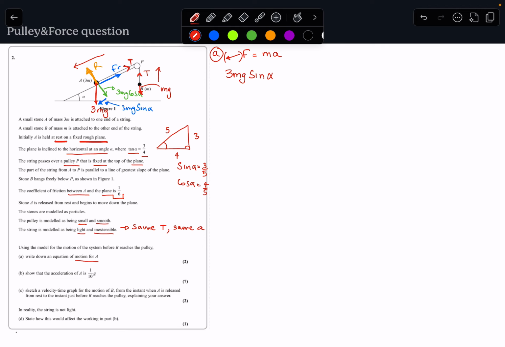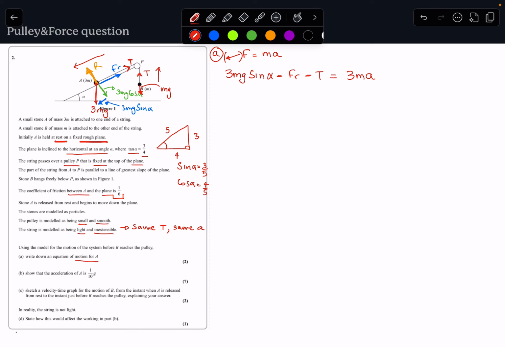So what are the forces pushing in the other direction? And that is my friction and also my tension. So those are the two forces countering the force pushing forward. So this is my resultant force, which is my F, is equal to my mass, which is 3m, multiplied by my acceleration, which I'm not sure what that is, so I'm going to use A for my acceleration.